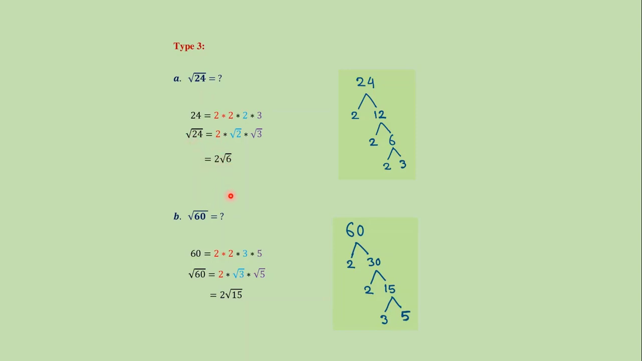One more example. So 60 can be written as 2 times 2 times 3 times 5. So the square root of 60 will be, for this pair we write only one, and this 3 and 5 don't have any pair. So we write square root of 3 and square root of 5. If we multiply them, we get square root of 15, and this 2 comes here.